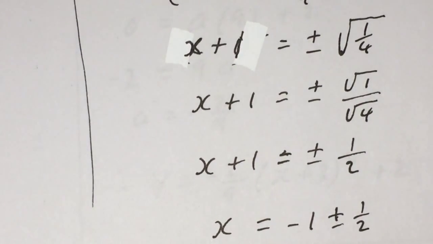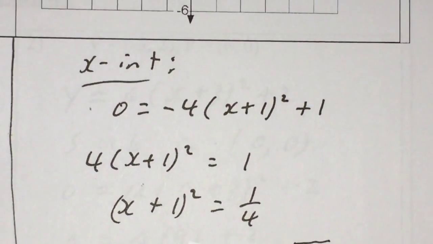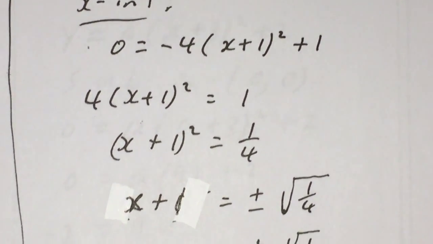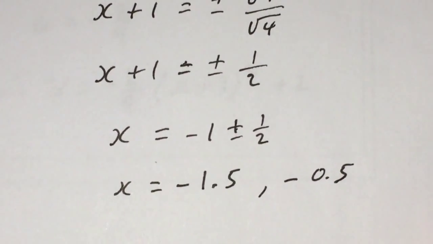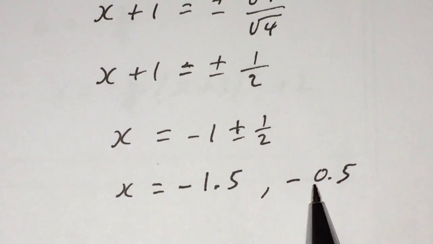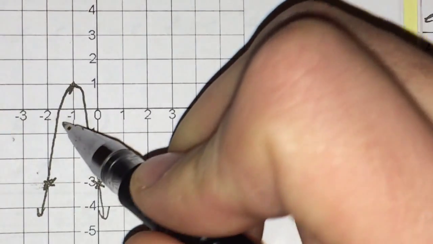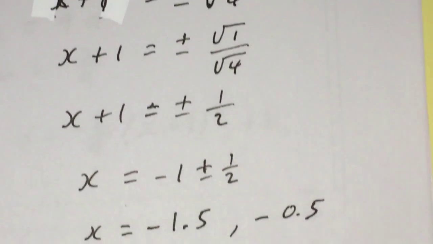And the x-intercepts can be evaluated by the same method as the last one. Set it equal to 0 and continue to solve. And you get negative 1.5 and negative 1/2 for the x-intercepts, which looks about right. Okay? And that's what you've got there. And that's it for vertex form.